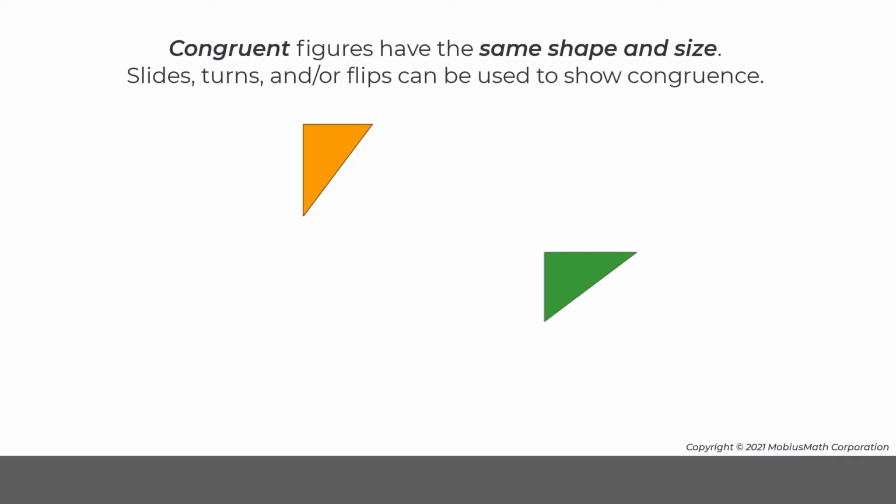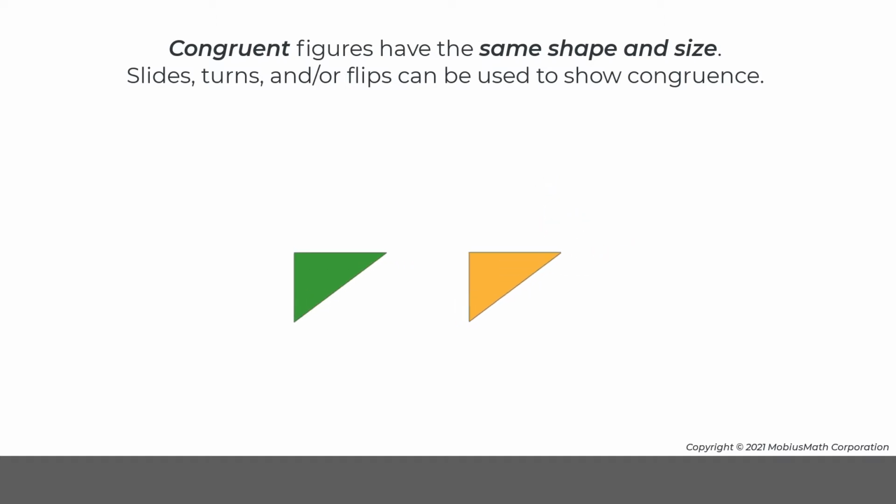Congruent figures have the same shape and size. Slides, turns, and/or flips can be used to show congruence. For example, these two triangles are congruent because a turn, a slide, and a flip can be used to show that the triangles have the same shape and size. Congruent figures have the same number of sides, the same side lengths, and the same angles.